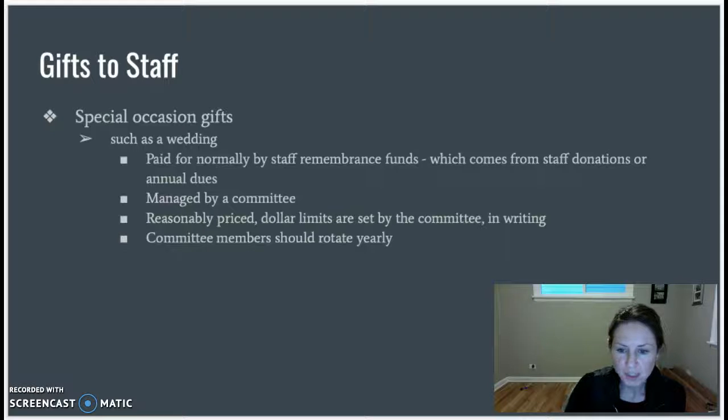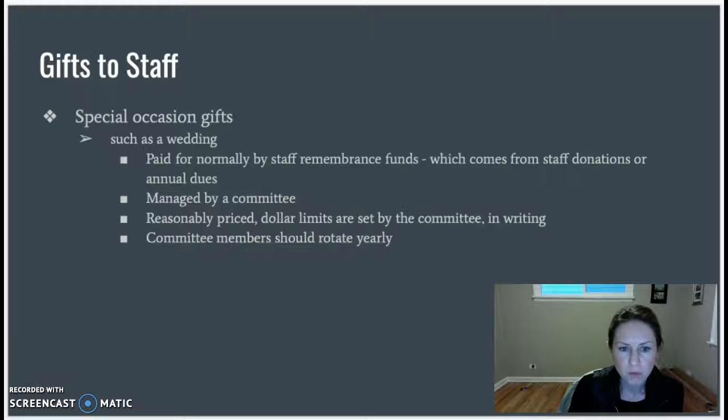So moving on to gifts to staff. First of all, there might be special occasions that happen, for example, weddings or a death in the family. And these are generally paid for by staff remembrance funds, which come from staff donations or annual dues. For example, at our school, full-time staff pays $20 per year and part-time staff pays $10 per year. These are managed by a committee.